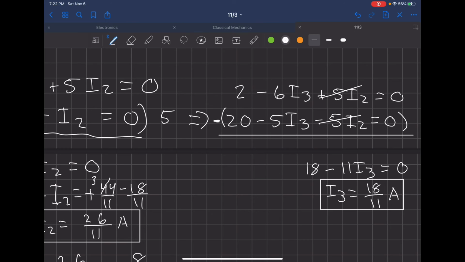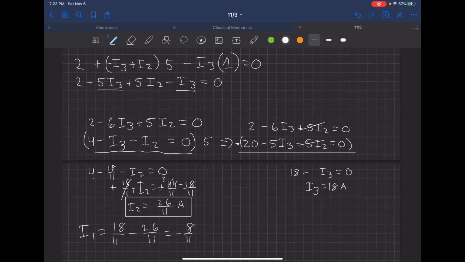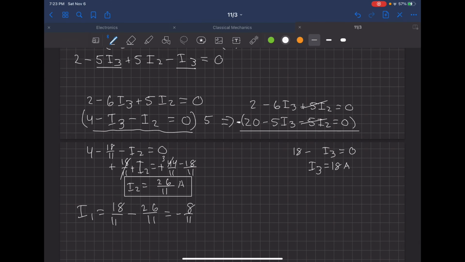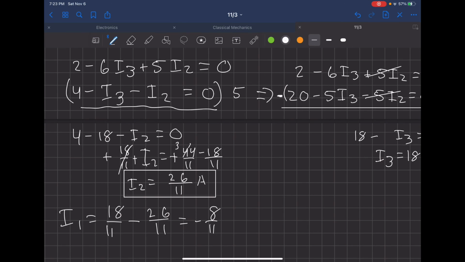Oh, this should be plus because we're subtracting a minus. So this is actually going to give us I3 here. And then we can see that I3 becomes 18 amps. And then from here, we plug that into here. Sorry about this. You know, mistakes are bound to happen. Like I said, don't forget the minus signs. This is why I said it. It literally happens to me all the time. So just be very, very wary.